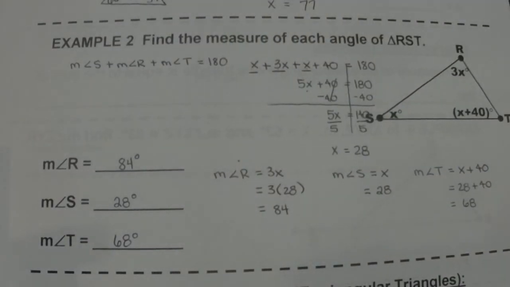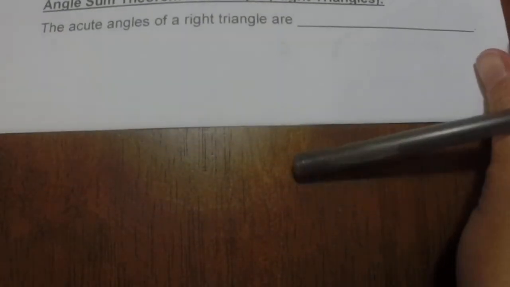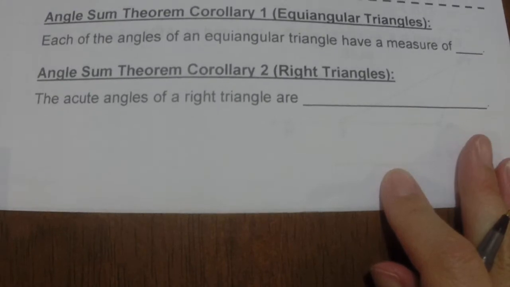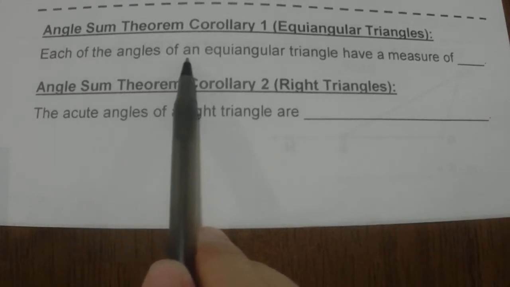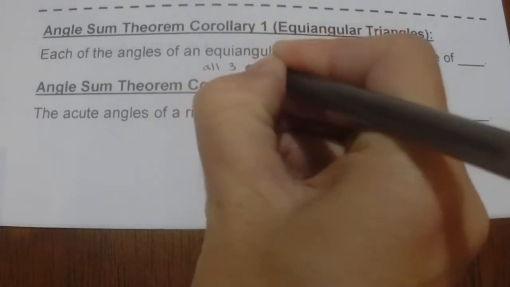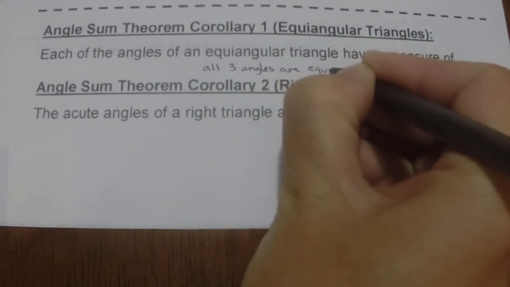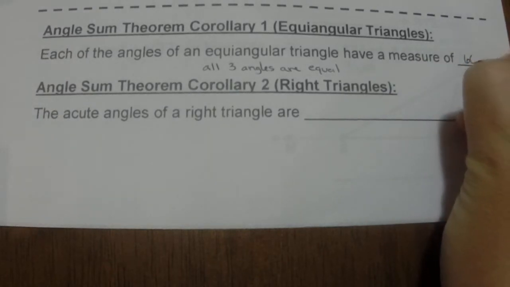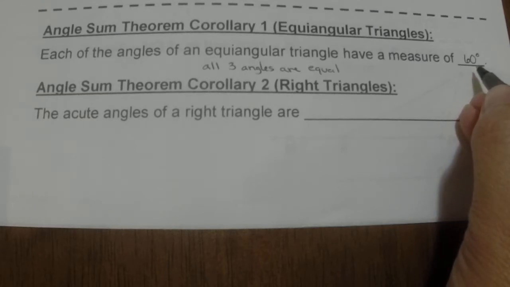So let's look at the very bottom. There's some extra information down here. So I've got the angle sum theorem corollary 1. That just means extra information about angle sums. Each of the angles of an equiangular triangle, remember this means all three angles are equal, has a measure of 60 degrees. And you should have found that out during your Exploring Triangles lab.